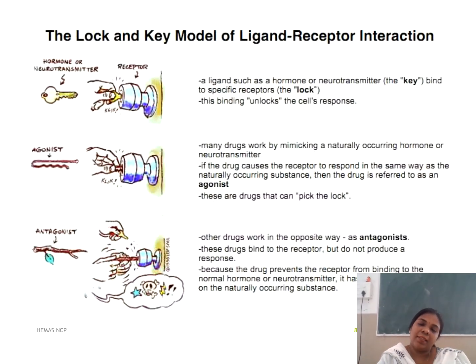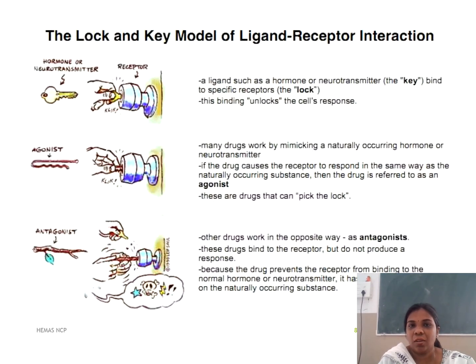So upon studying this lock and key model, you are ready to answer this kind of question: what is the lock and key model? The lock and key model states that only a specific ligand fits a specific receptor to produce an action. An agonist is a drug that binds to a receptor and produces a pharmacological action. An antagonist binds to the receptor but does not produce any pharmacological action. So this is the lock and key model of receptor-ligand interaction.